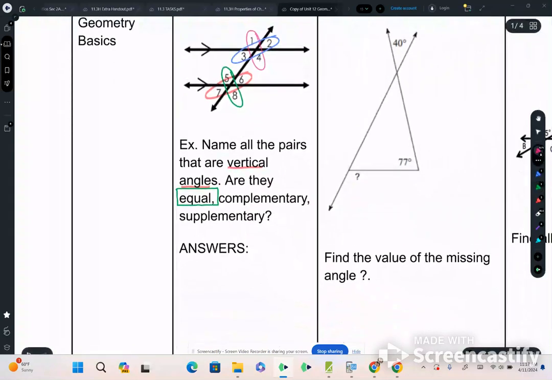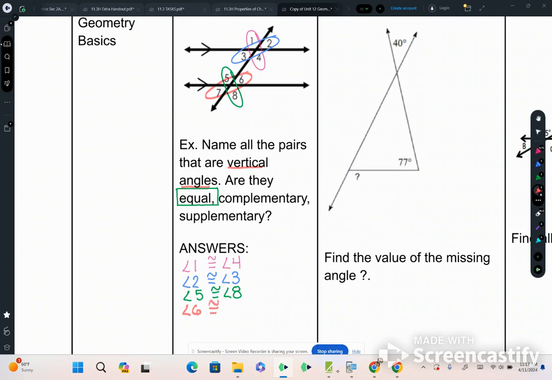And we would write angle 1 is congruent to angle 4. You're going to have angle 2 is congruent to angle 3. Angle 5 is congruent to angle 8. And angle 6 is congruent to angle 7. Sometimes you'll see the M in front of it for the measure of angle 1. Sometimes you'll just say which angles are congruent. All right, but vertical angles are always equal to each other.